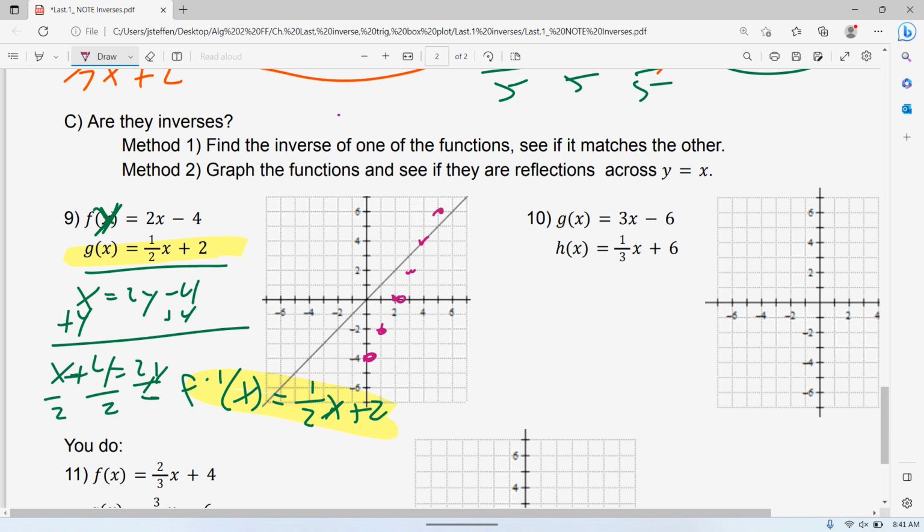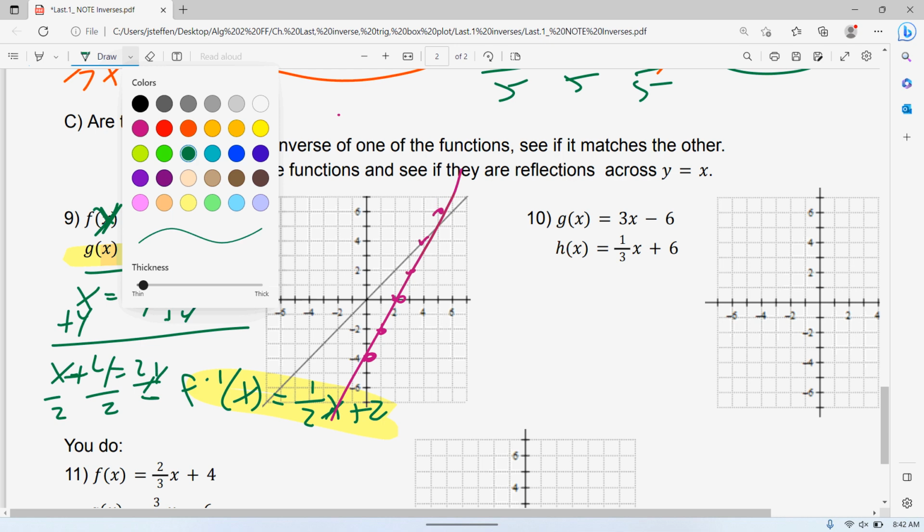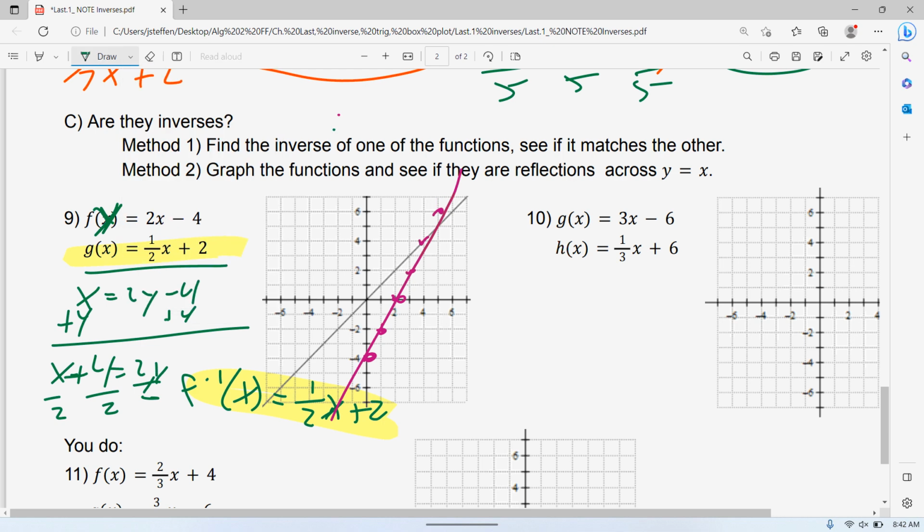Don't mind that line, and actually, I'm not going to have that line. You're going to have to make sure you pay attention to that. So go ahead and graph that line. Now go ahead and graph the other one. I go up 1 over 2, up 1 over 2, up 1 over 2. Reflections of each other, or not.